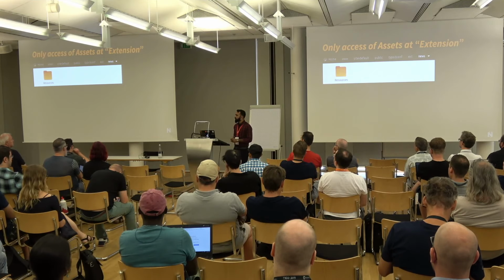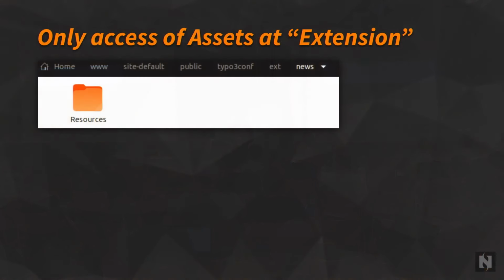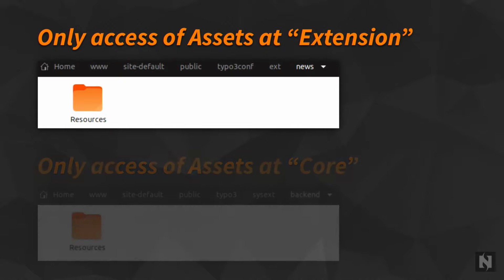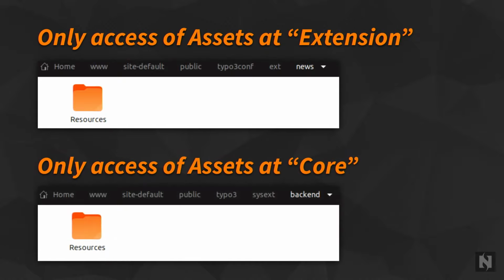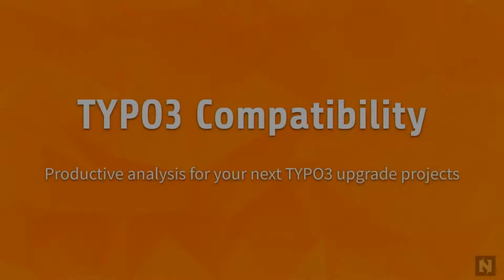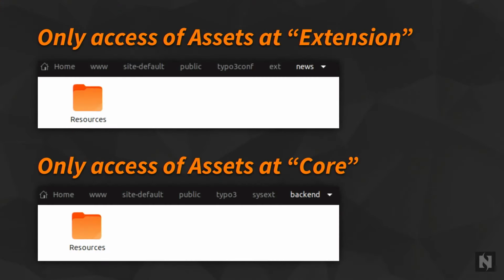So this is the beauty. No one will have access to your code, even your core and your custom extensions. So even in the core, like we are in the public typo3 ext backend, there is only one folder, Resources. There are no other folders, right? I hope you got the point.